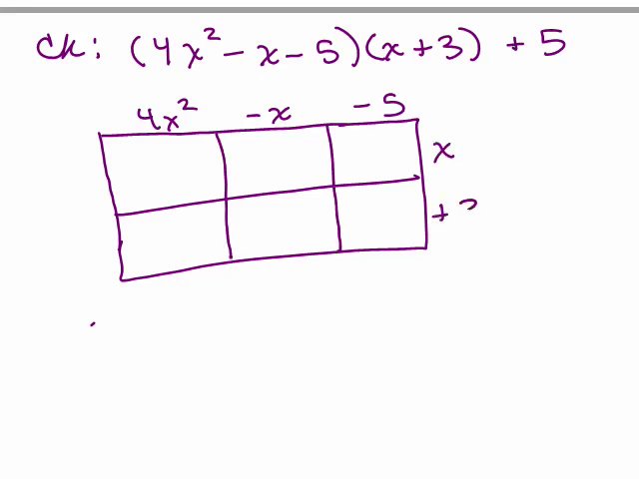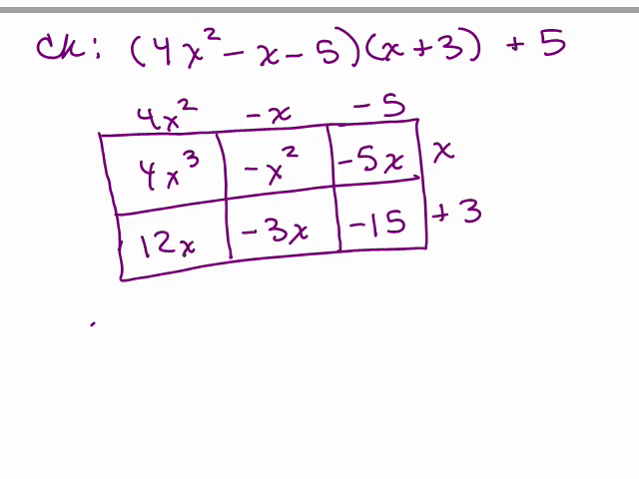All right, so let's see. I've got 4x cubed minus x squared minus 5x. Here I've got a minus 15, minus 3x, 12x squared. And remember, you add along the diagonals. So that's 4x cubed. These are our like terms. That's 11x squared. The like terms here is a negative 8x. And the only thing in this box is negative 15.